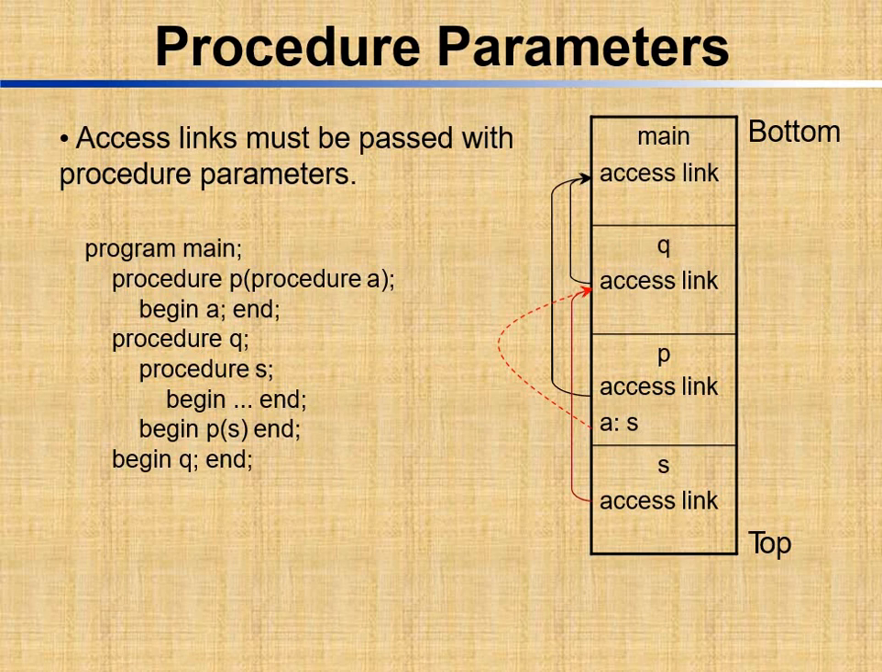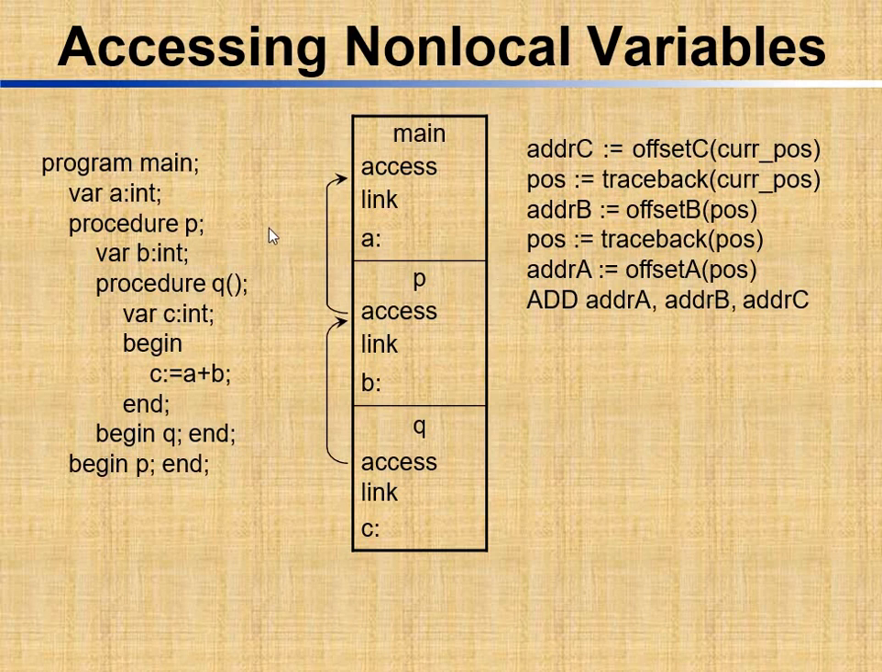Next, suppose we have an example program with p, and inside it a q procedure, and then we close it and come out of p. So here we have main and the p procedure, with the q procedure inside it. We can say q has been called from p, and p has been called from main. In this manner we can show it with the activation record.